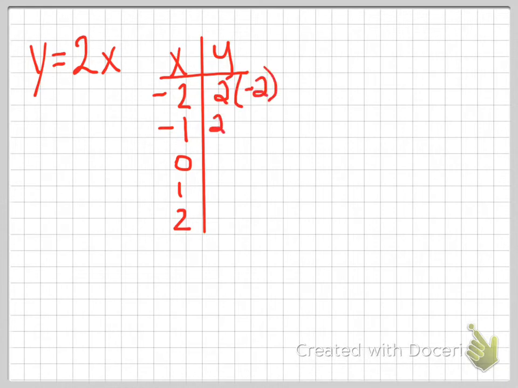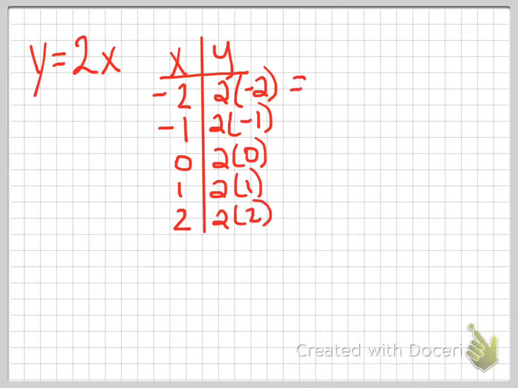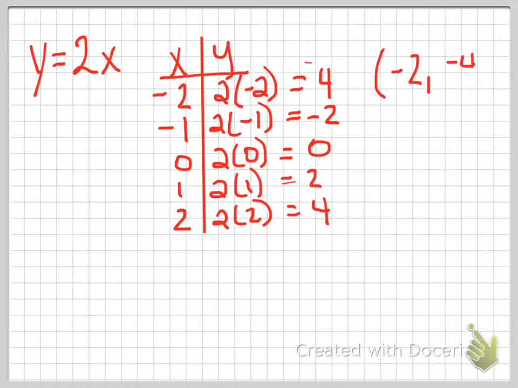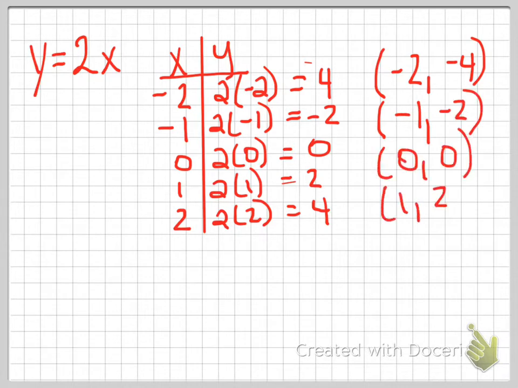So when I substitute these in, I'm going to say 2 times negative 2, 2 times negative 1, 2 times 0, 2 times 1, and 2 times 2. That's going to get me negative 4, negative 2, 0, 2, and 4. So as ordered pairs, we would write this as negative 2, negative 4; negative 1, negative 2; 0, 0; 1, 2; and 2, 4.